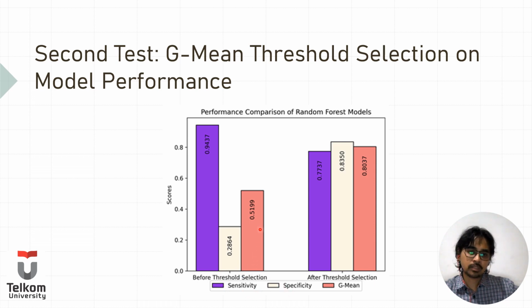In the first result, the G-mean is 0.5. After the threshold selection, we can see that the measurements are more balanced. Here we can see, although there is a decrease in sensitivity, the specificity increases around 4 times. The result is the G-mean, again the aggregation of both values, increases from 0.5 to 0.8. This shows the success of the G-mean threshold selection process.